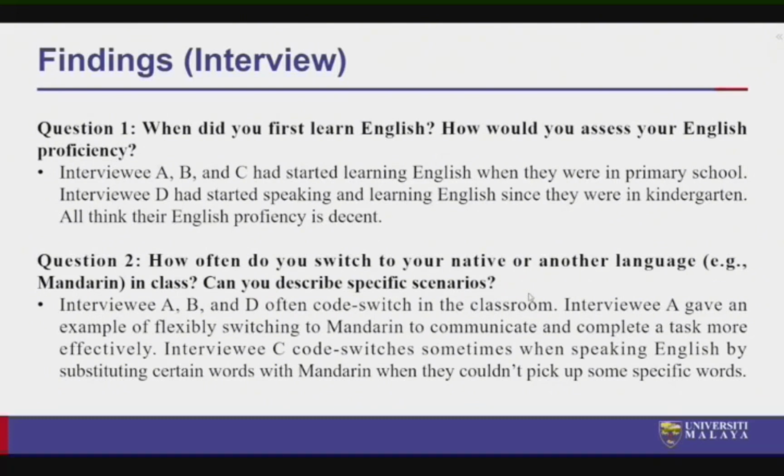So secondly, we asked how often do they switch to their native language or to another language when they're speaking in class. And interviewees A, B, and D said they often code switch in the classroom, and some examples include flexibly switching to Mandarin to communicate more easily. And interviewee C said that they would code switch sometimes when speaking English by substituting certain unfamiliar words with Mandarin instead.